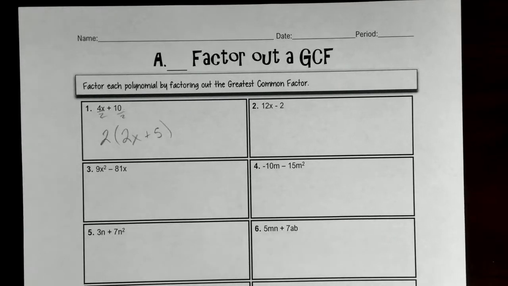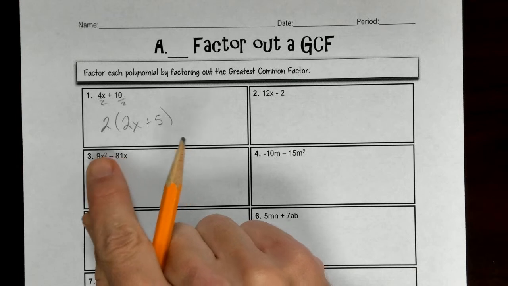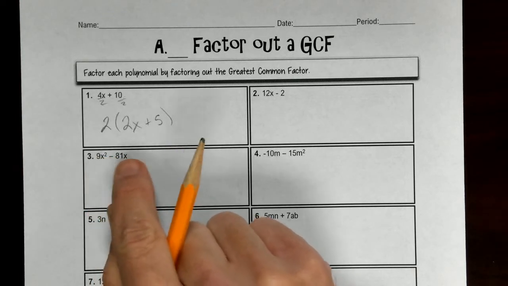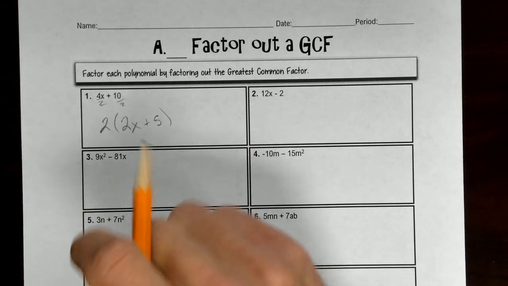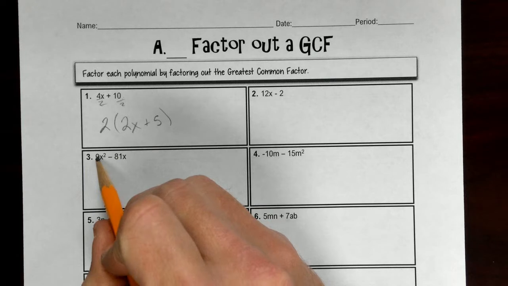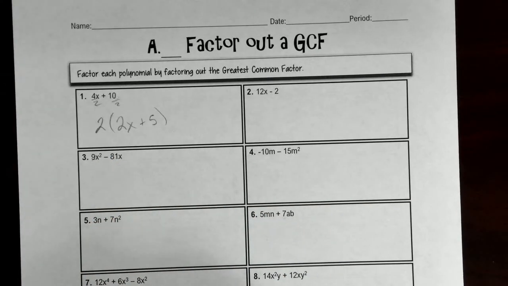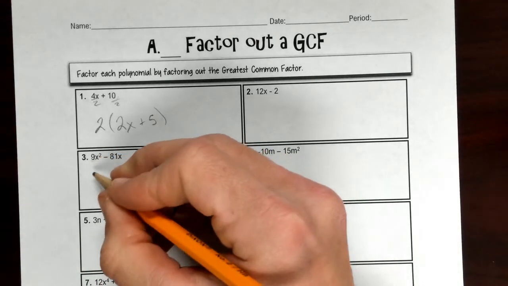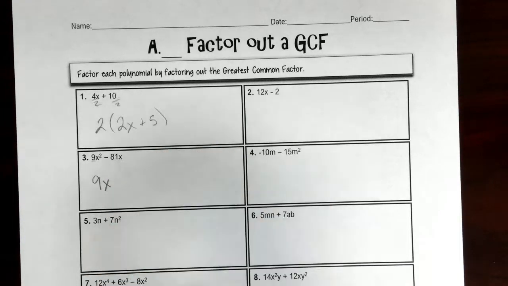Going down to number 3, look at my difference here. I've got x squared and I've got an x. So you've got the same variable in both of these, so we know right now that I'm going to be able to factor out an x. I'm also going to be able to factor out a number because there is a number in common in both 9 and 81. That is 9. Both of those are divisible by 9. So the GCF is not only 9, but 9x to the first power.